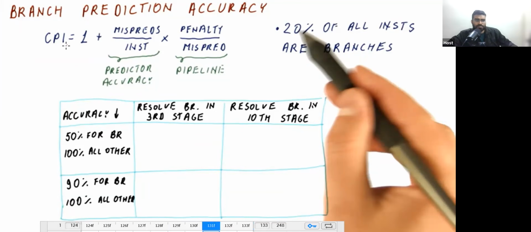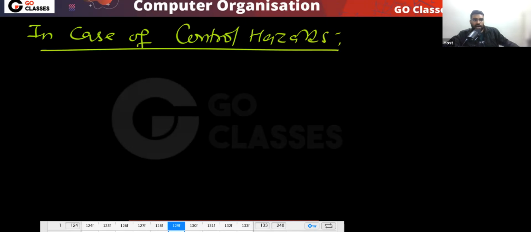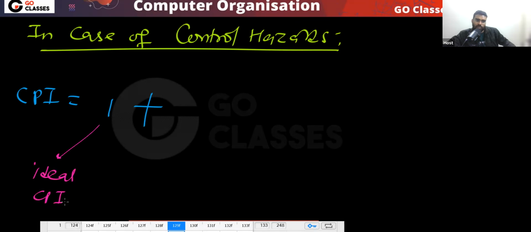Tell me the answer. You know what CPI is, right? We have seen this formula so far. In case of control hazards, how do we find CPI? We find CPI by 1 plus something. This is how we find CPI. In case of control hazards, the CPI will be 1 plus.